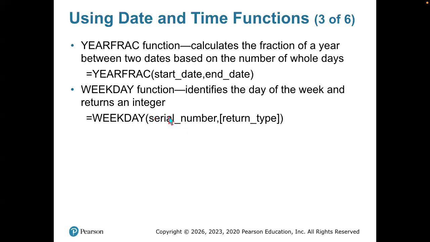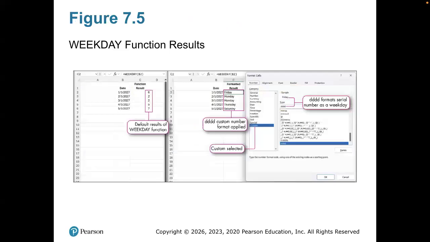And all you're going to do is plug in the date. The serial number just corresponds to a date. We know every date corresponds to a serial number. And it's going to give us the day of the week in terms of an integer. I can choose to format that as a default integer, so Sunday being 1, Monday being 2, Tuesday being 3, et cetera.